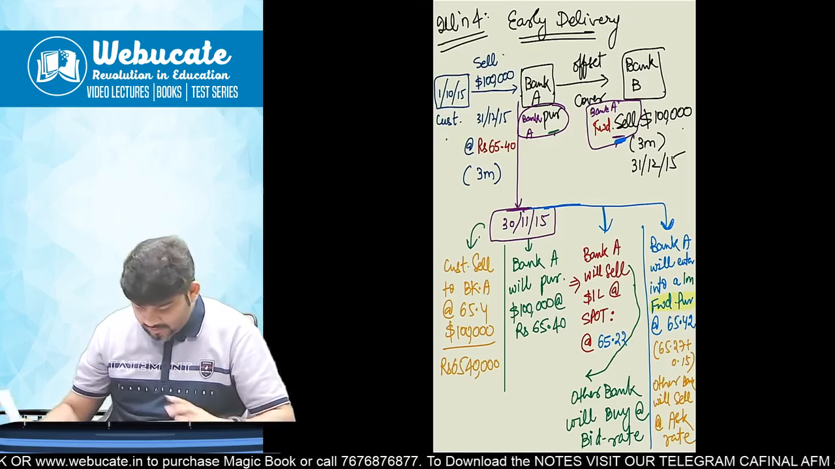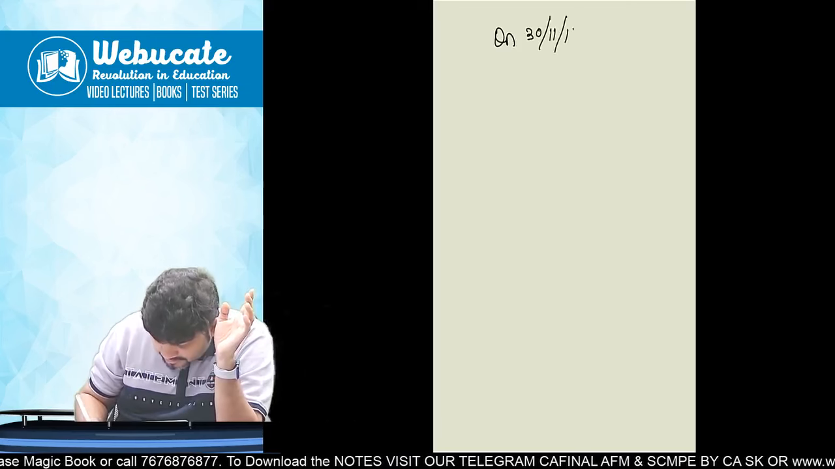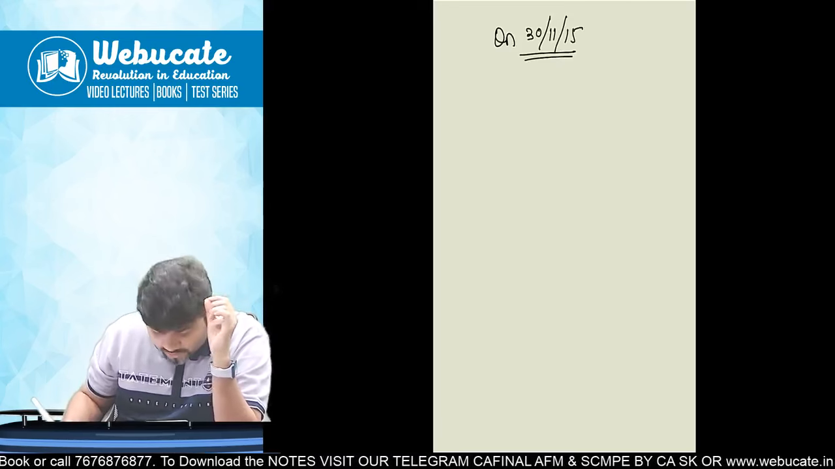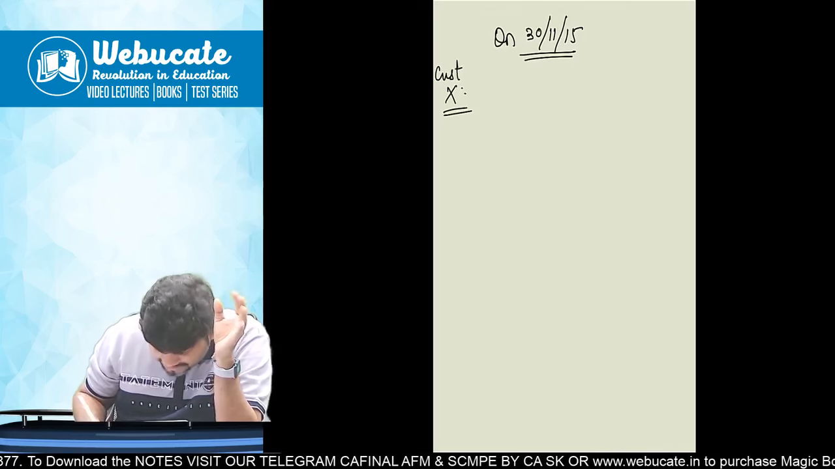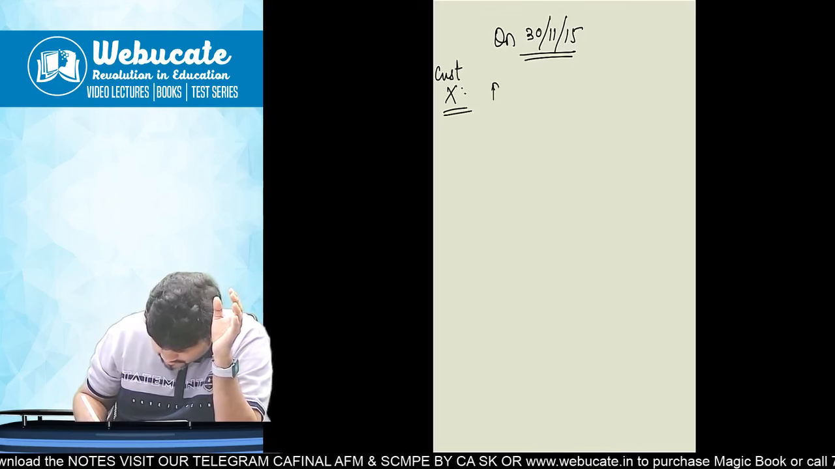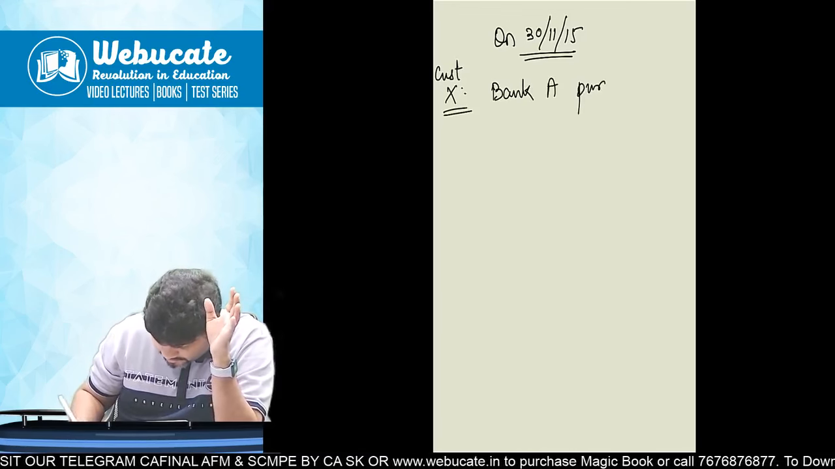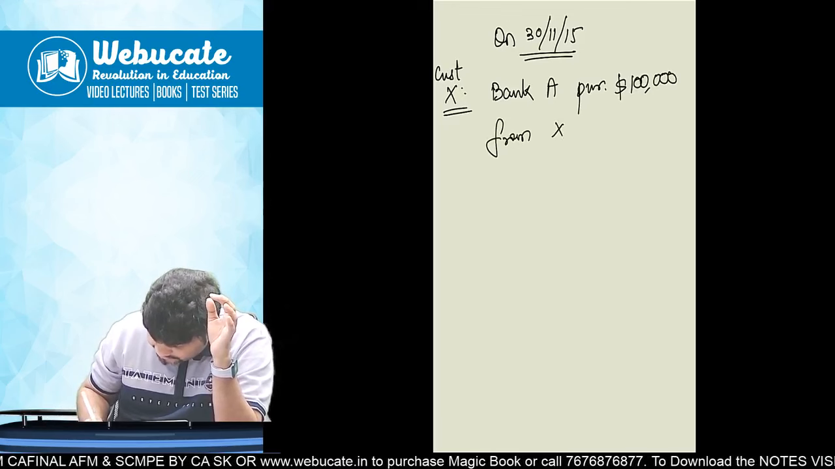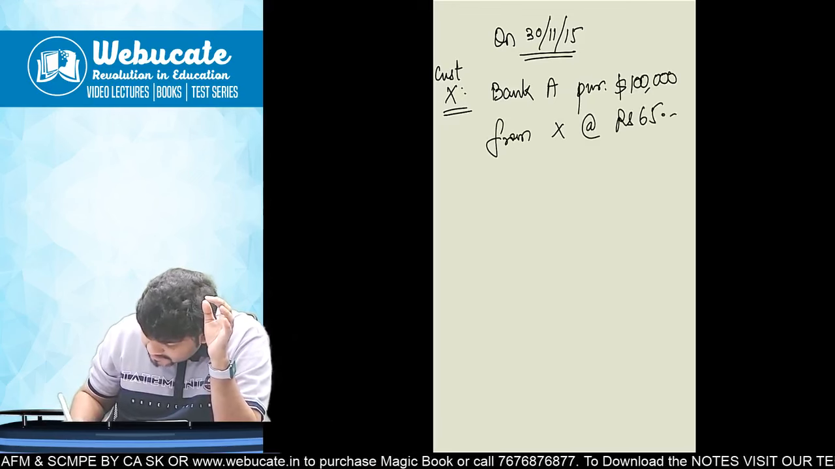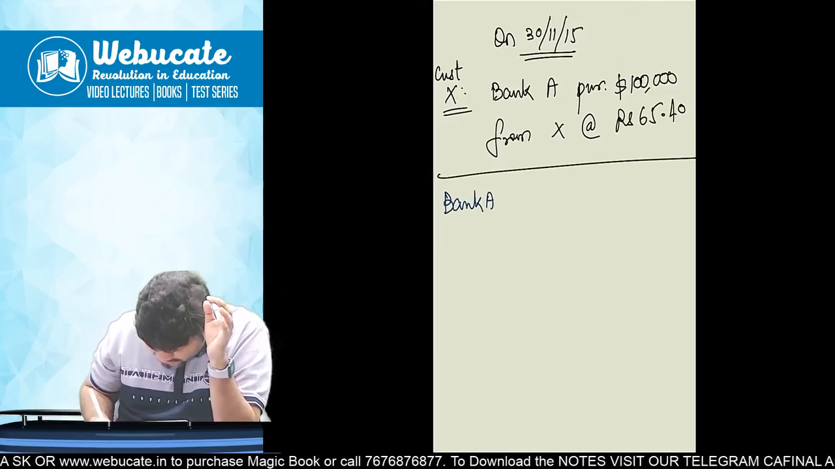So, let's write down. On 30th November, what did we do? Let's write down better, because when you are going to revise, things should be clear. On 30th November 2015, what is going to happen? Mr. X, customer X. So, easy life for him. Bank A will purchase from him, as said by FedEx. So, Bank A purchases $1 lakh from X at the rate rupees 65.4. Done. Deal close. Then what happens to Bank A, guys?